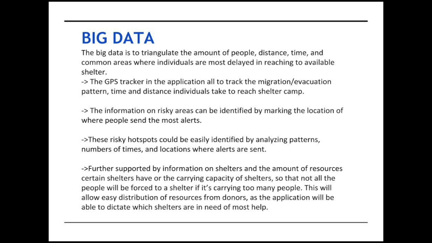This is further supported by information on shelters and the amount of resources that certain shelters have. So not only does the application notify how many people and how many shelters there are, it also notifies the outside world about how much resources, or what a lack of resources, there are in certain areas. This will make it easier to distribute resources equally across certain areas and be able to maximize efficiency.